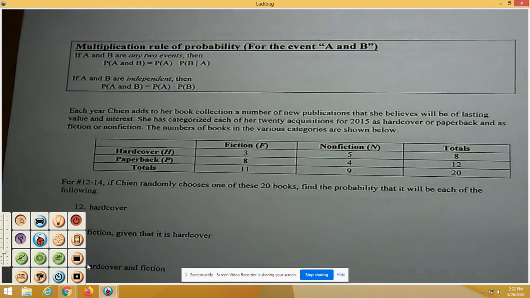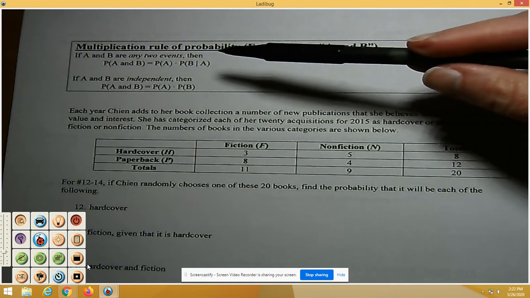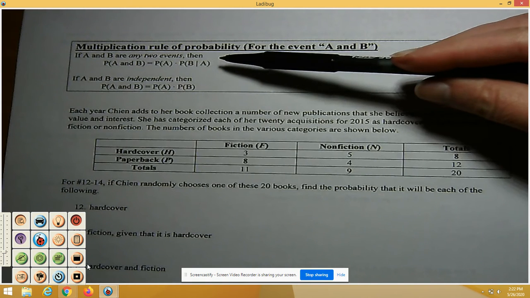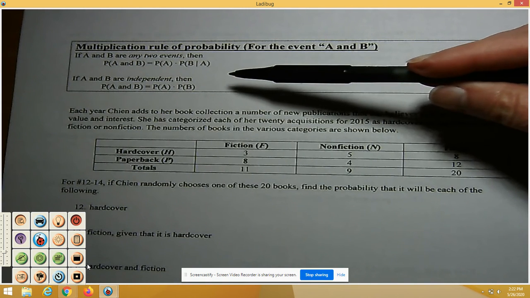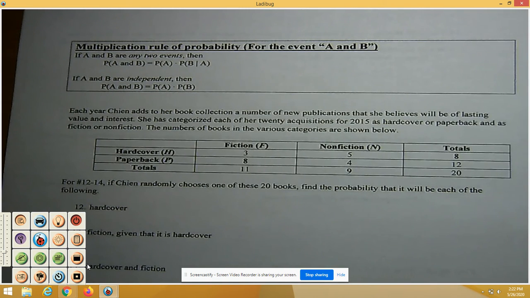Okay. The multiplication rule of probability for any two events is probability of A times probability of B given that A occurred. But if they are independent, it's just the product. It's just the probability of A times the probability of B. All right, so let's look at the situation.